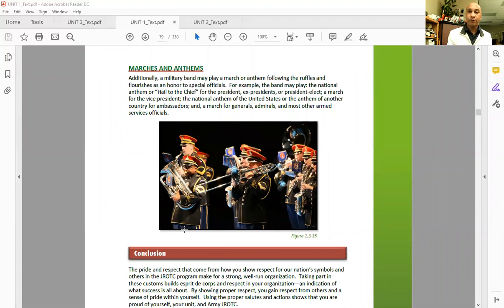All right, remember, Hail to the Chief. That is an anthem. Oh, I'm sorry, a march. An anthem is the national anthem, like the Star Spangled Banner. Hail to the Chief is a march. All right. In the military, every division has their own march. It's their division song. The president has his song.